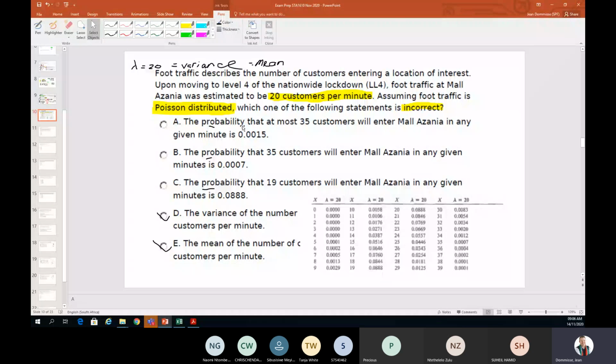Okay, so the probability that at most, I hate this, at most 35 customers will be entering. So at most 35 means 35 or less. So we want to know basically the probability of those last four. The probability that at most 35.